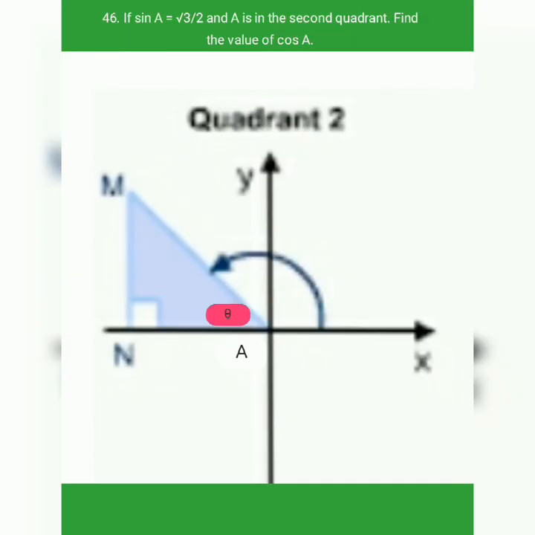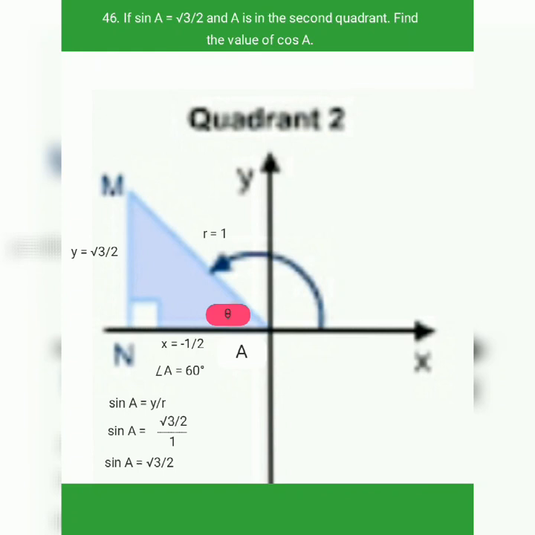If sine A is equal to square root of 3 over 2, and A is in the second quadrant, find the value of cosine A. On the given, sine A is equal to square root of 3 over 2. Since sine A is equal to y over r, y is equal to square root of 3 over 2 while r is equal to 1. And x is equal to negative 1/2.